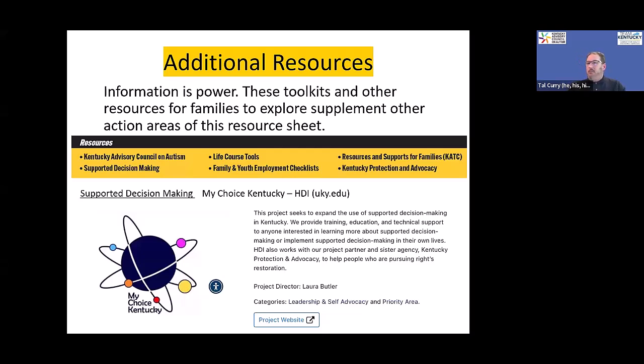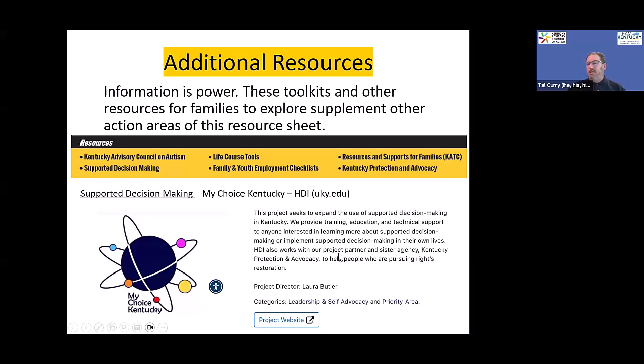So the last section of resources or categories is additional resources. And we said information is power. These toolkits and other resources for families to explore supplement other action areas of this resource sheet. It was created with the idea of putting some other checklists and other things that could be helpful for families as well as autistics. So the first one is supported decision making. It's the second one down here. If you clicked on that, and if you're not familiar with supported decision making, it's a wonderful resource.